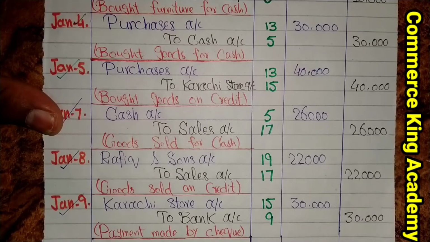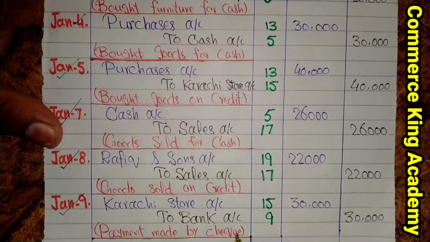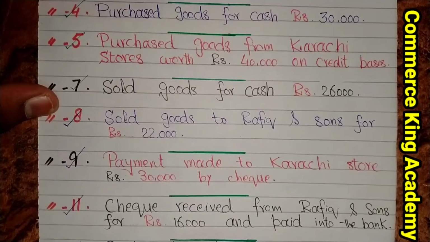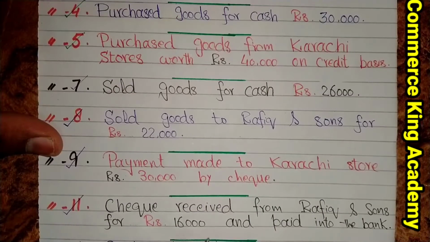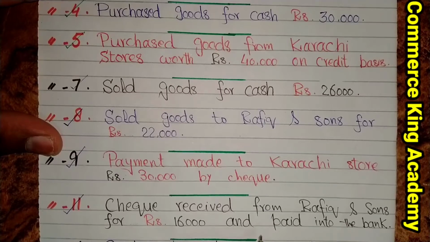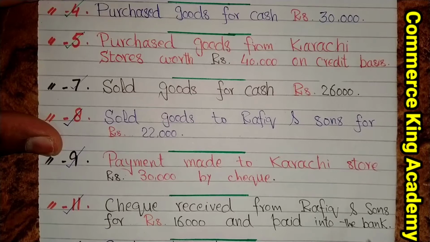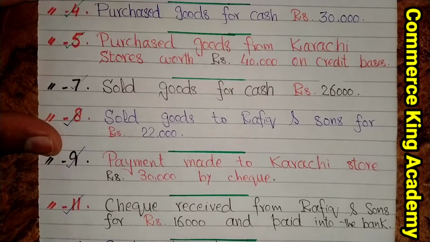With details or description of this transaction's entry, payment made by check, okay. Next transaction is Jan 11th, check received from Rafiq and Sons for 16,000 rupees and paid into the bank. That means deposited into the bank by the business, okay.